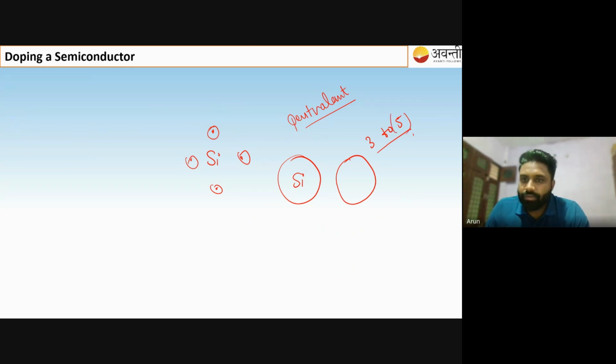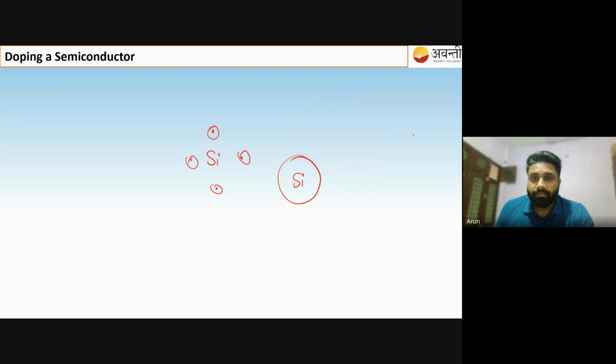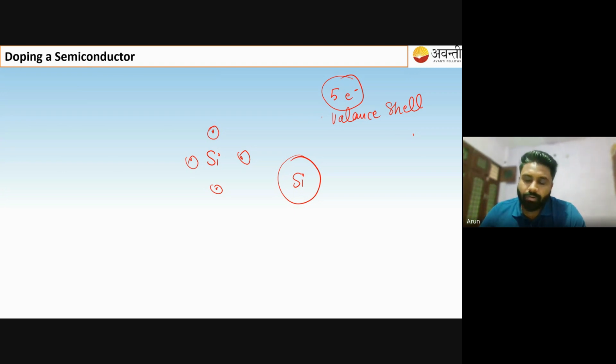Okay, we can use a pentavalent impurity, or we can use a trivalent impurity. Now all of you will answer to that. If we use a pentavalent impurity, which has five electrons in the outermost shell, or we can say in the valence shell, and all these atoms are having 4 electrons in their valence shell.